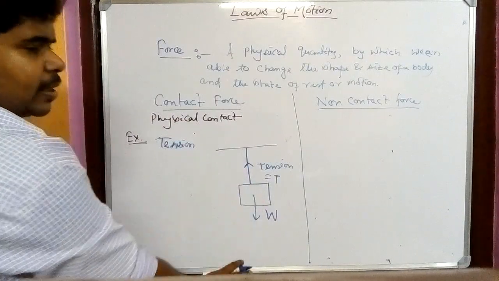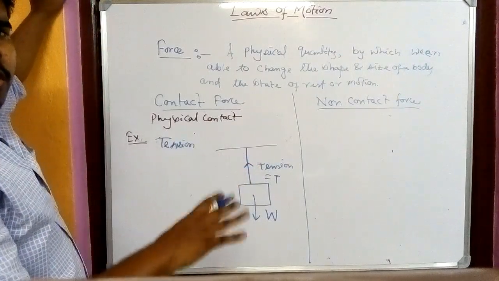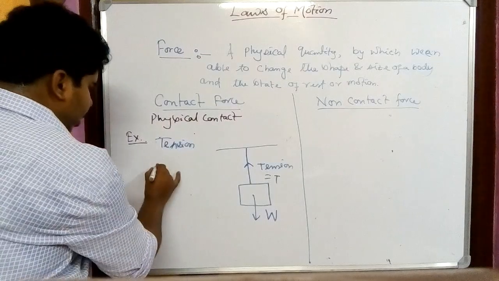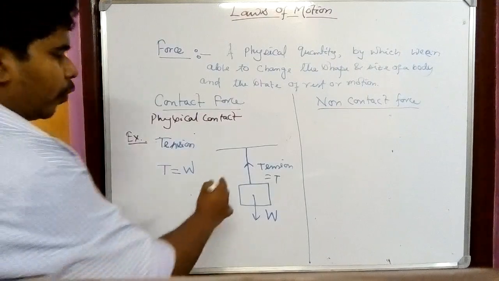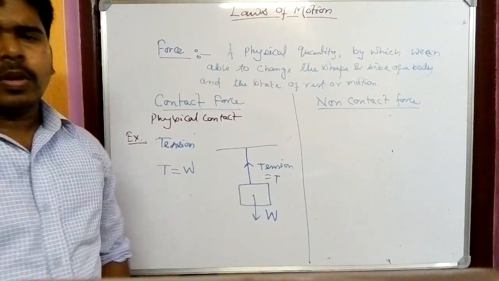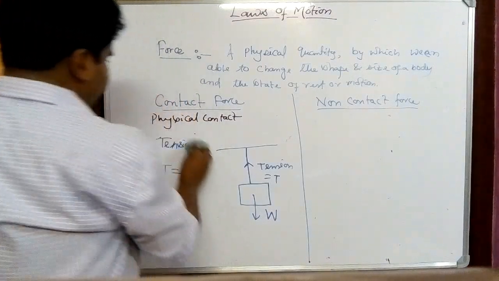If this body is in equilibrium, meaning it has not fallen and the string has not been cut, if it is hung continuously, then we can say T equals W. Tension should be equal to the weight of the body. That is possible only if it is connected with the body. So tensional force also compulsorily needs to be physically connected with another body, otherwise the tensional force will not come in.